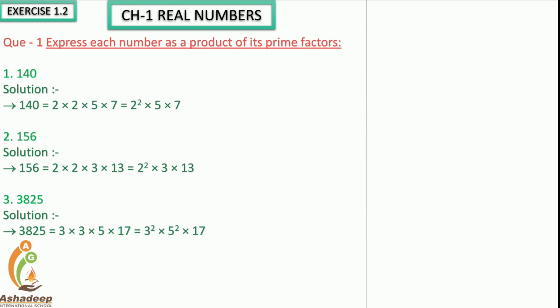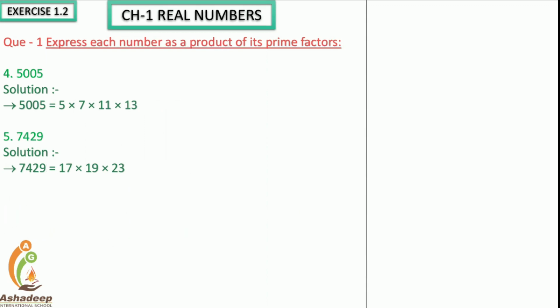In the same manner you can go with 3825. Now you know how to do it, so just do this sum by yourself. It is 3 3s are 9, 9 5s are 45, and 45 17s are 3825. You need to practice it by yourself.